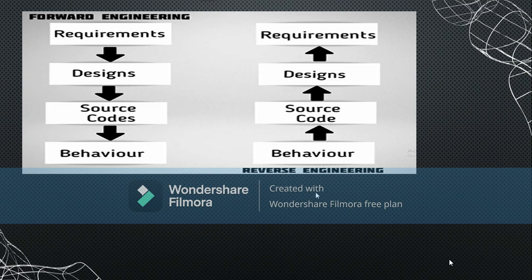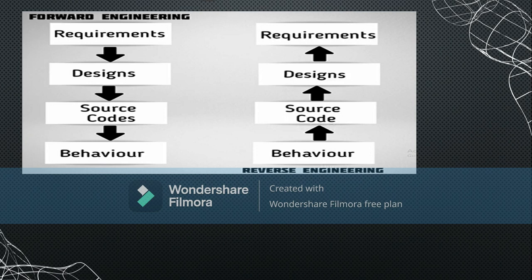Forward engineering is the normal cycle that any software takes. You have the requirements, and from requirements you go to the design and then to the development. You have the source code with you in the development phase, and then you have the implementation and going to life. That is how it behaves.